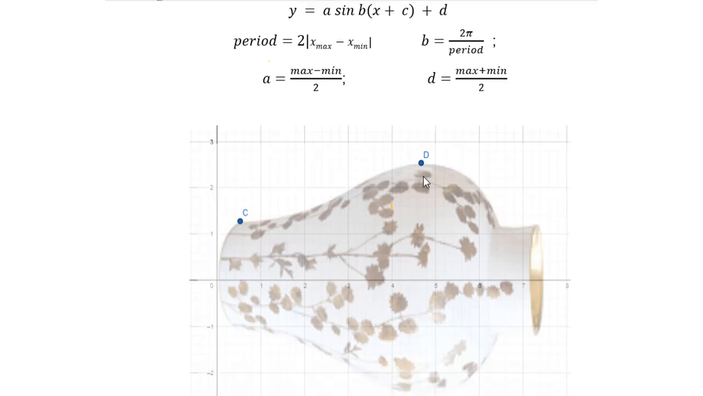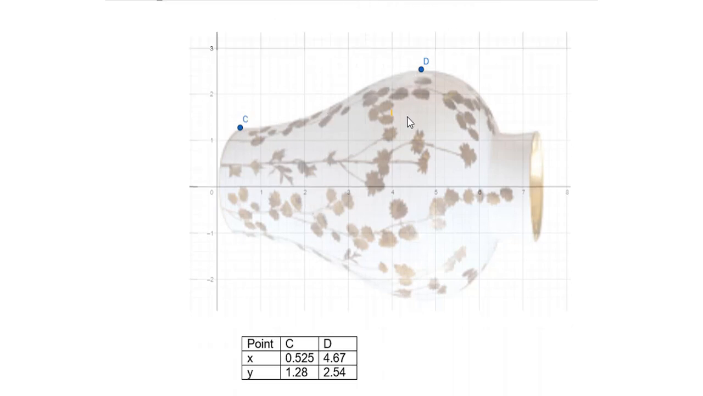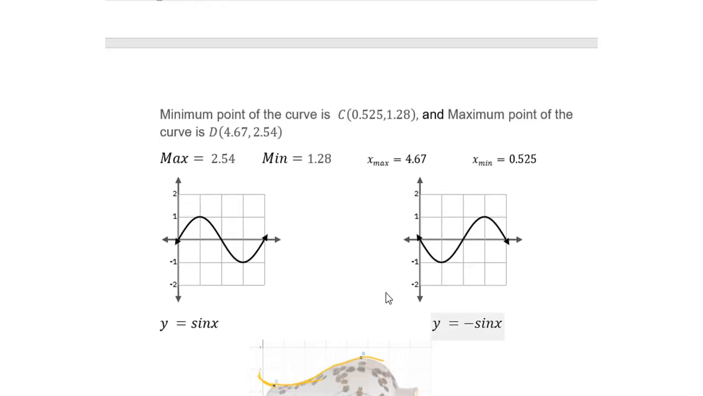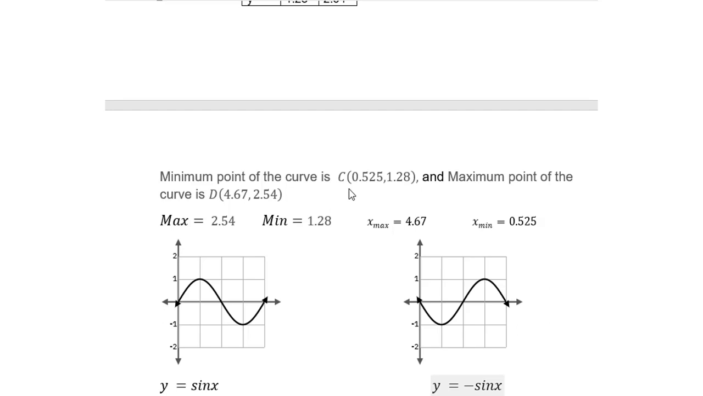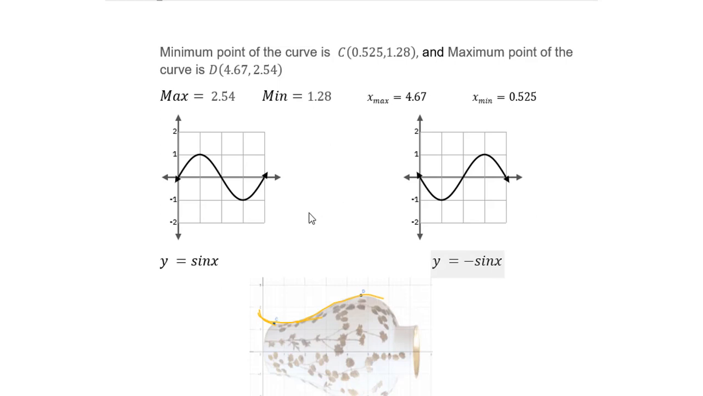I will use this sine model to model this curve from C to D. I already put this vase into GeoGebra to figure out the coordinates for CD. Then we know C is the minimum point and the maximum point will be D. Like this is C and this is D.